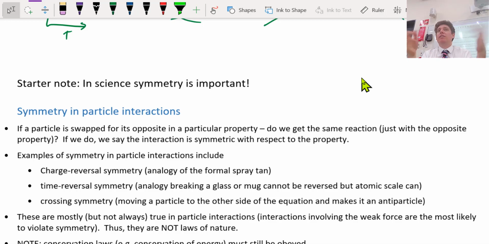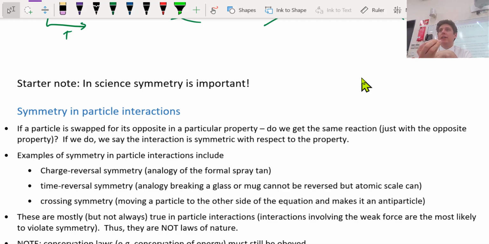To sum up this symmetry, there are three things you need to remember. This is the crux of today's lesson. Charge reversal symmetry is the first one. Write it down. The way I'm hoping you will remember this is by thinking about the formal coming up.